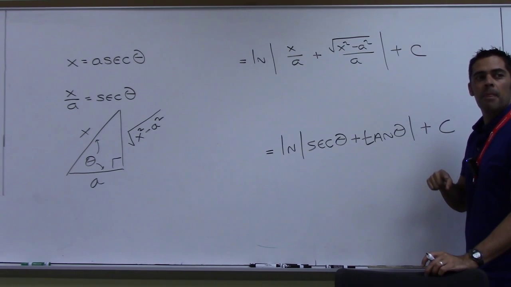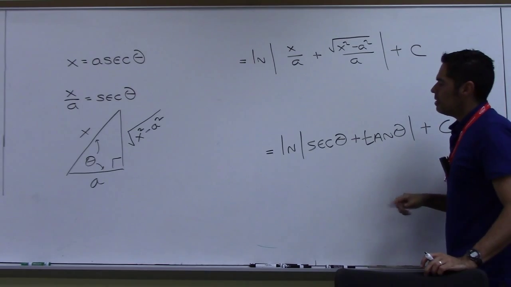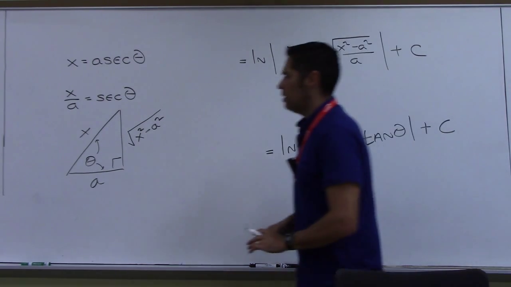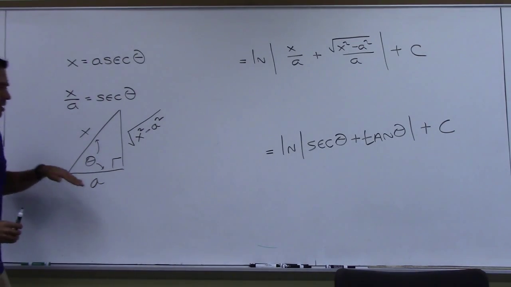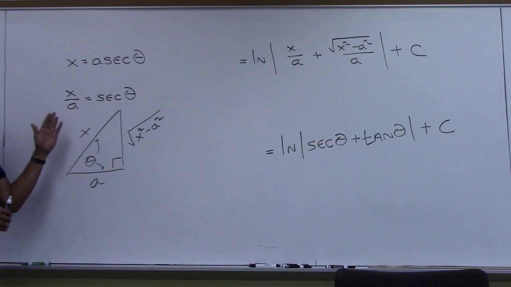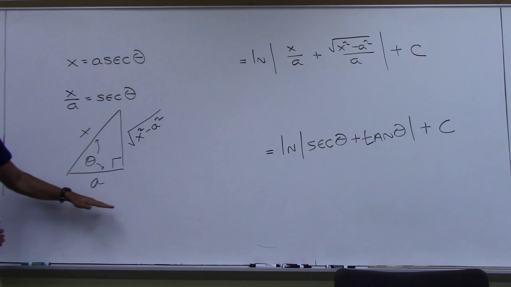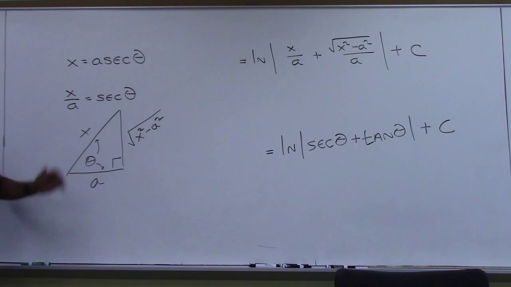Isn't secant one over cosine? Secant is the reciprocal of cosine. Cosine is a over x, right? So secant would be x over a. Yeah, which is here also. So that's right.